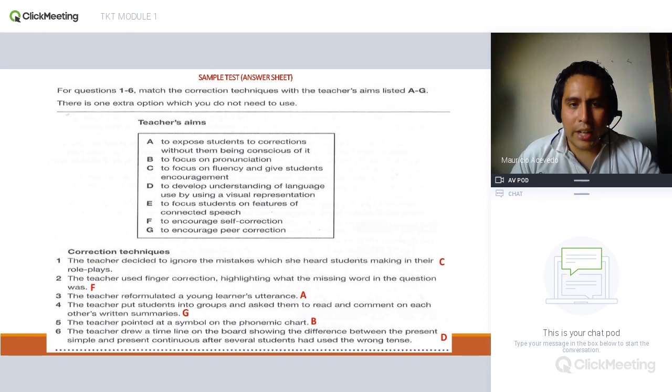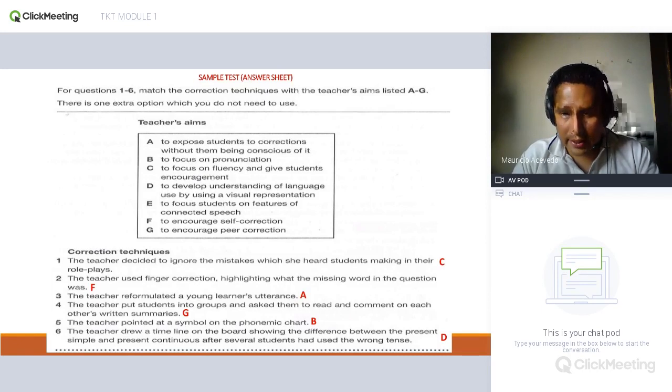And finally, the teacher drew a timeline on the board showing the difference between the present simple and present continuous after several students had used the wrong tense. So in this case, it is to develop understanding of language used by expressing a visual representation. So the visual representation obviously is a timeline.